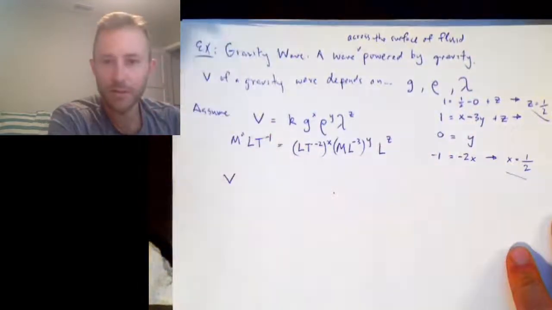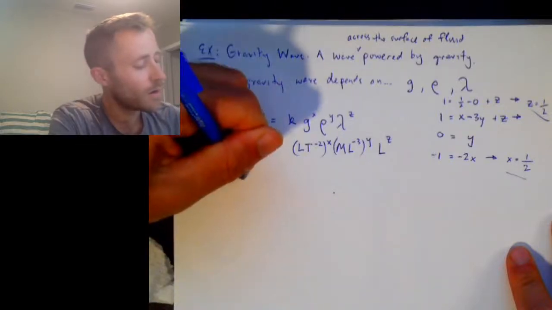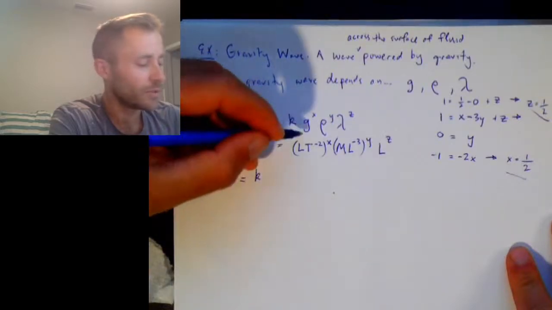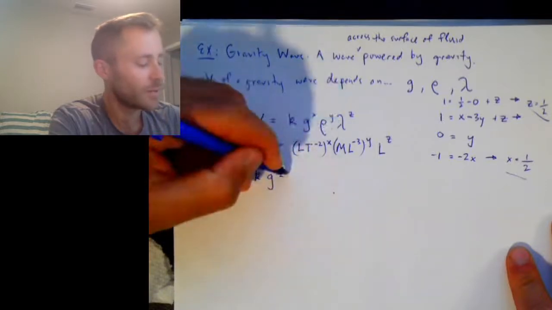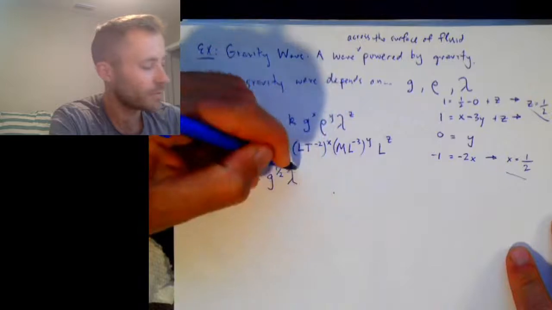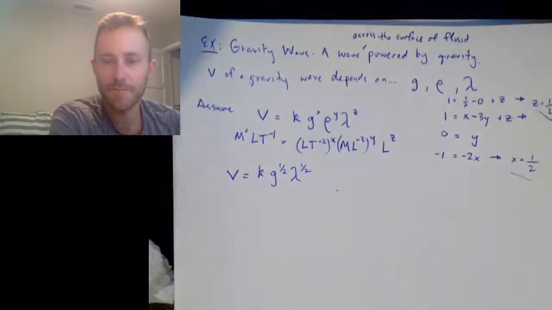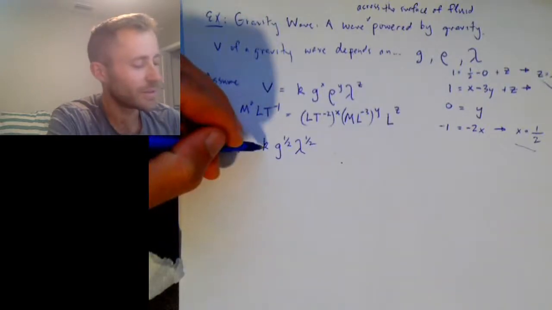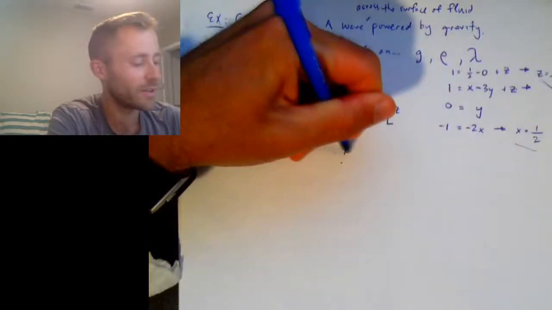So the speed of a gravity wave, so this is like an ocean wave, is equal to a dimensionless constant times g to the 1/2 times lambda to the 1/2, and then times rho to the 0th power, so I'm not even going to include it. Okay? In this case, if we were to do a bunch of physics, we would find that k equals 1 in reality.